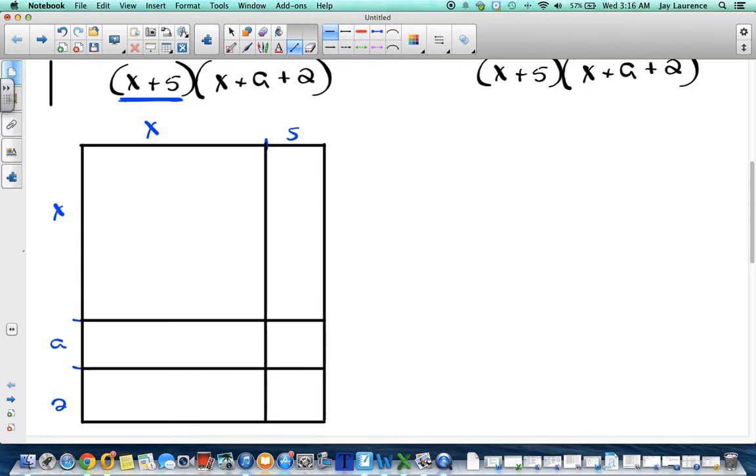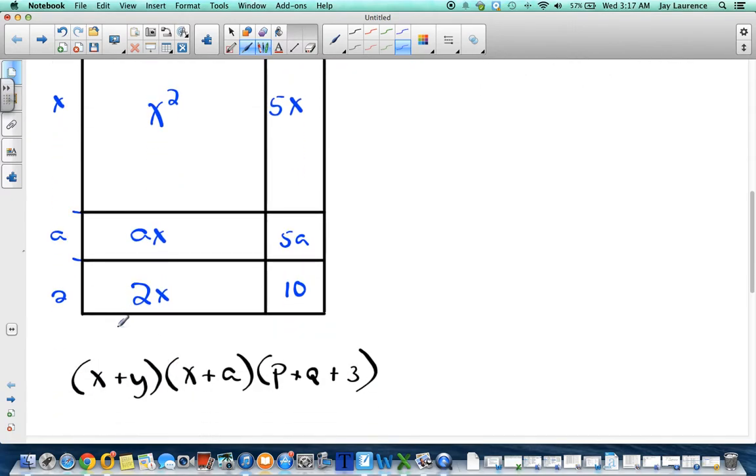And now I'm going to find the area of each of those pieces, and then I will add them all together. So the area of this square would be x squared. The area of this rectangle would be 5x. The area of this would be ax. We tend to write things alphabetically. Then we have a 2x, we have a 5a, and we have a 10. So the area of this entire rectangle is going to be x squared plus 7x plus ax and plus 10. Okay, that is the simplified form.